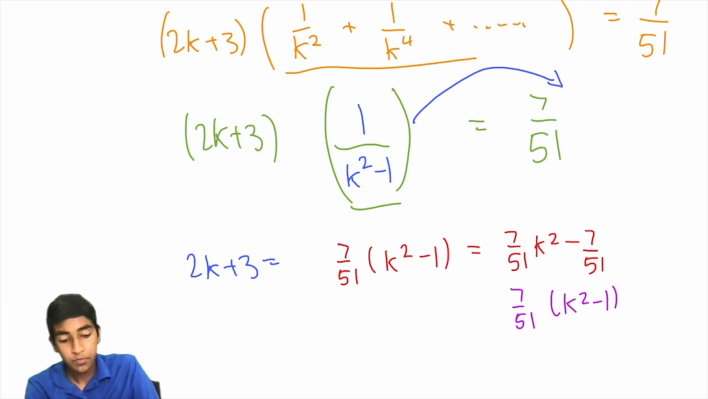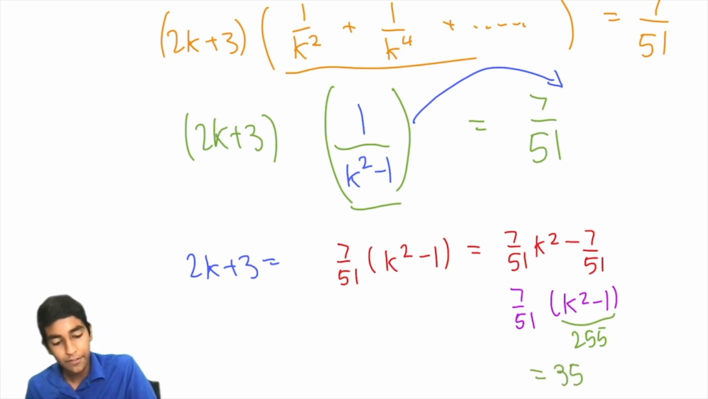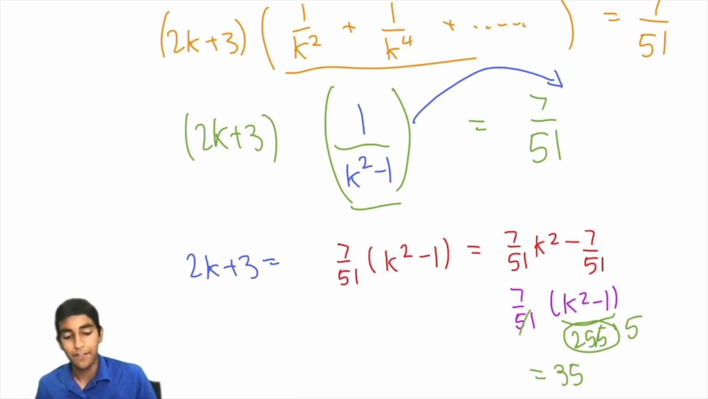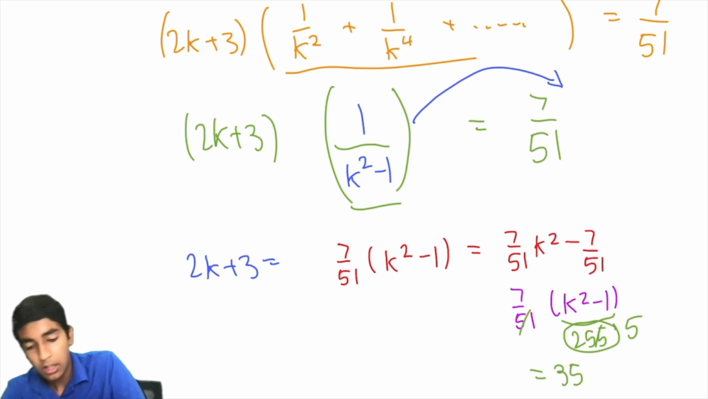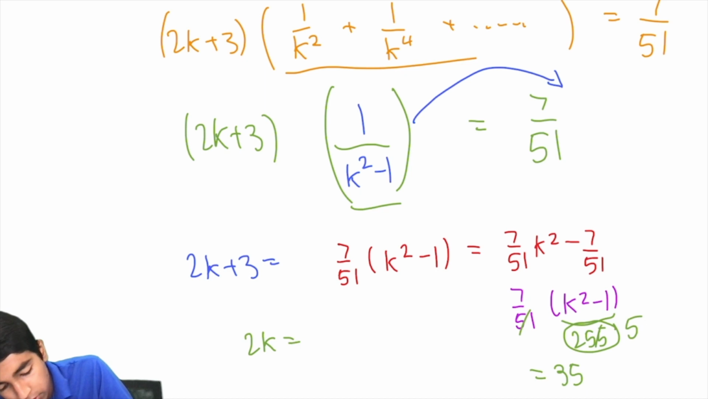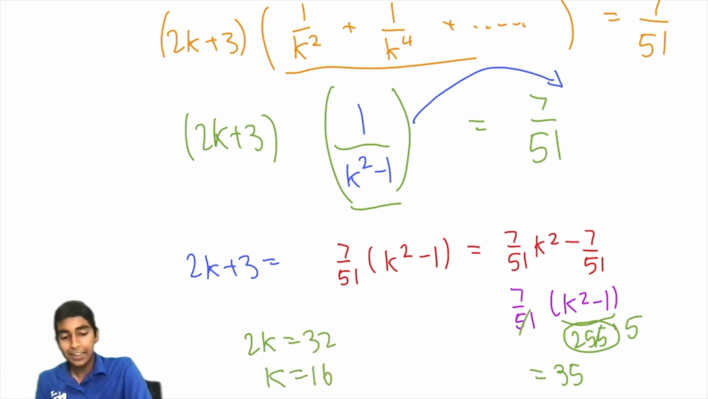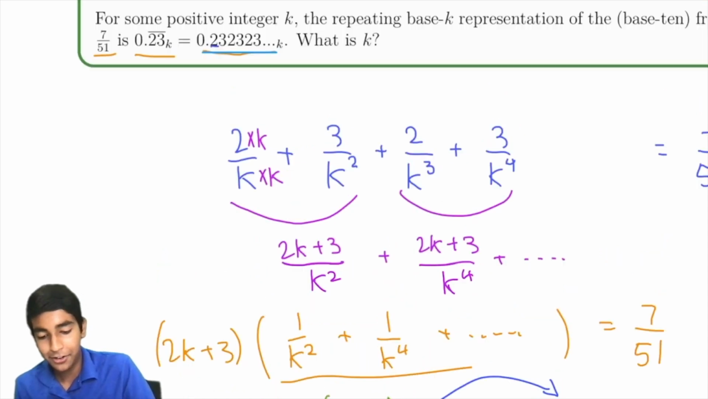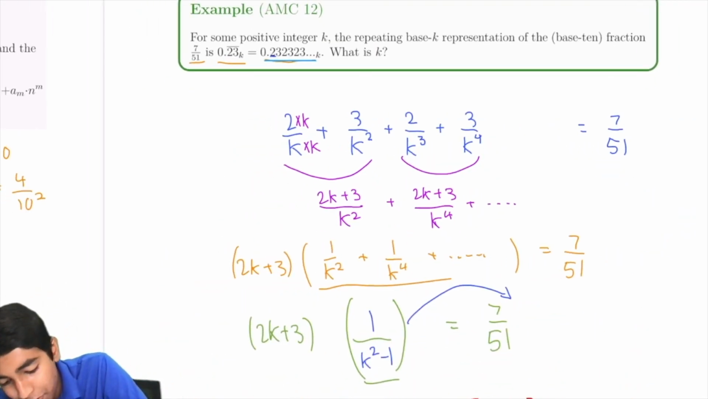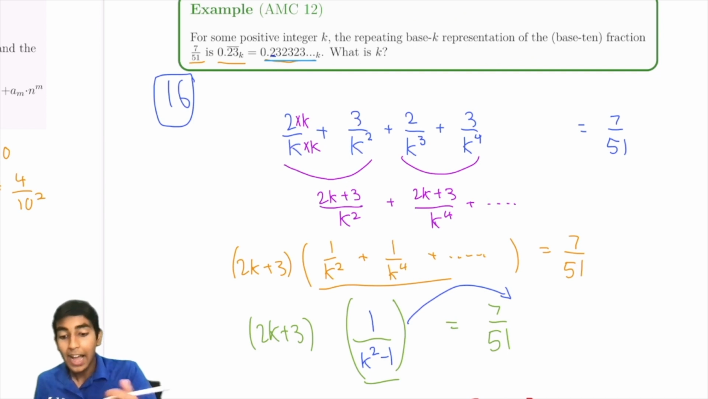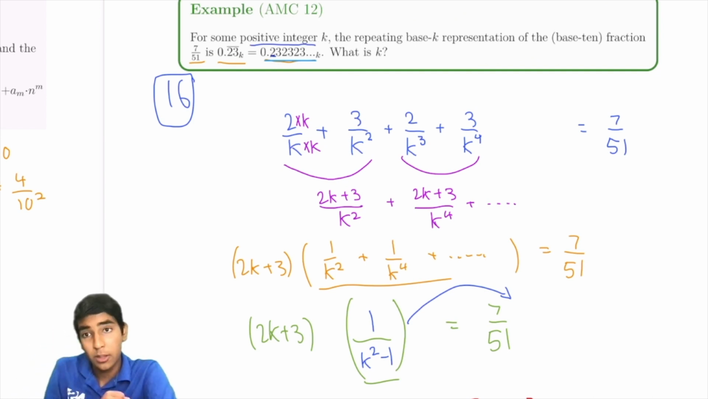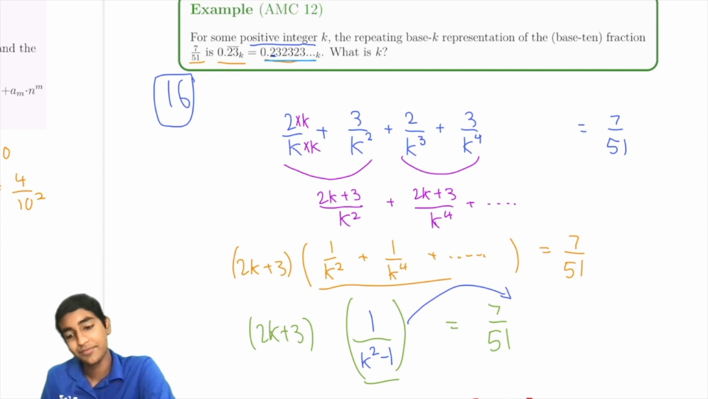Well, if we try 16, this side becomes 256 minus 1, 255. Aha! This side is an integer, 35, because 255 divided by 51 leaves 5. So 5 times 7 is 35 on the right-hand side. Now the left-hand side is 2k plus 3. So we have that 2k is 32, k equals 16. Aha! It does work after all. So 16 is the answer to this problem. Cool trick, huh? We didn't have to solve that ugly quadratic. We instead knew that it has to be a positive integer, so we just guesstimated a little bit and found it out.